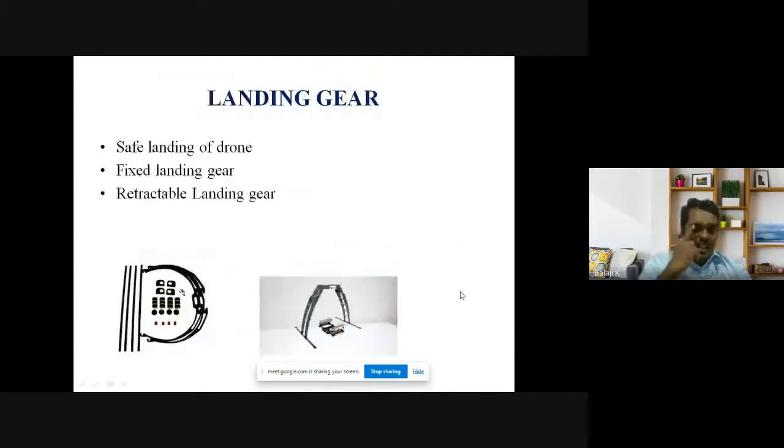Next is the landing gear, for safe landing of the drone. Once our drone is flying, it should come back to the original place and land in a safe and secure manner. Then only can we use it a number of times. Normally for drone operations, we use two types of landing gear: the fixed landing gear or a retractable landing gear. Depending upon the application, they use fixed or retractable landing gear. How the landing gear looks and what the associated components are, I mentioned in the figure below.